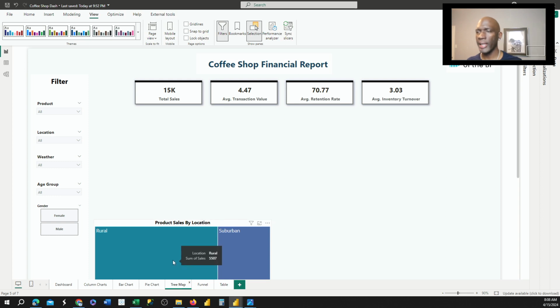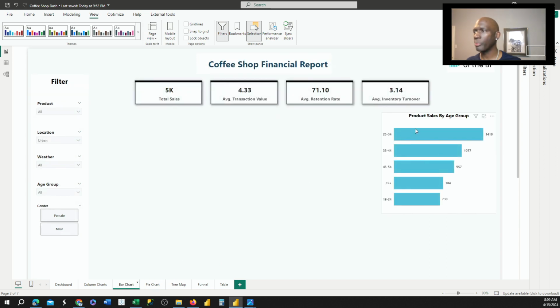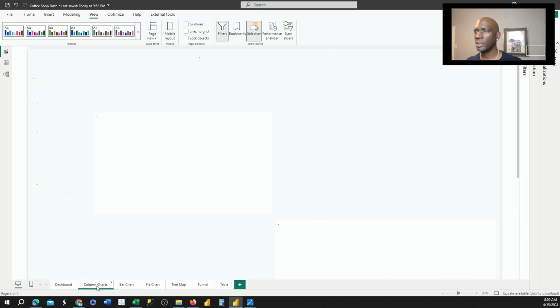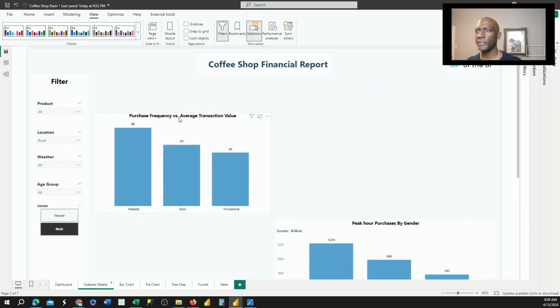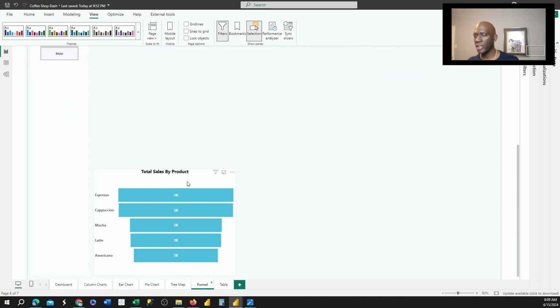So we analyze using the tree map by product sales by location, the pie chart, product sales by weather, the bar chart, product sales by age group, the column chart, purchase frequency versus average transaction value and peak hour purchases by gender. We come back over to the funnel and we're looking at product sales by product. Where I'm going with that is we do not want to show this, we do not want to analyze the same data in a report using different visuals.